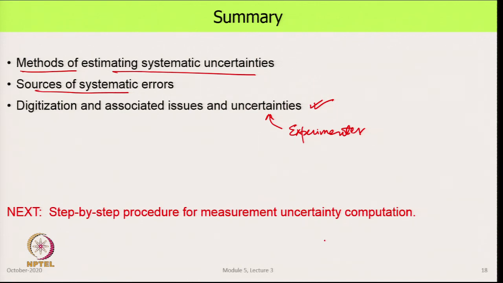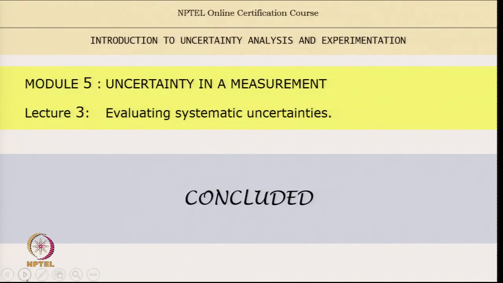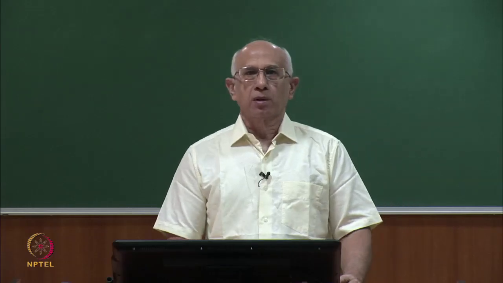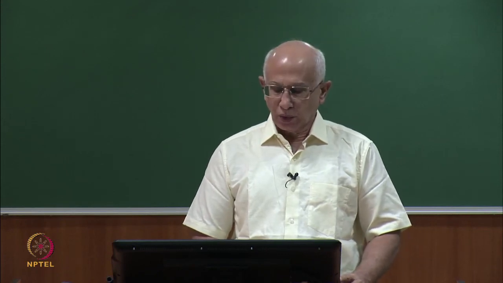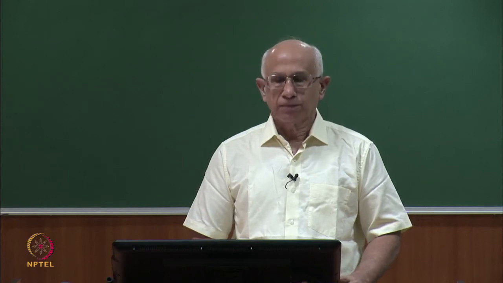So, that brings us to the end of this discussion on systematic standard uncertainties. In the next lecture, we will summarize this with a step-by-step procedure for calculation of measurement uncertainty. So, this concludes the third lecture on uncertainty in a measurement. This was about systematic uncertainties and we stop at this point.